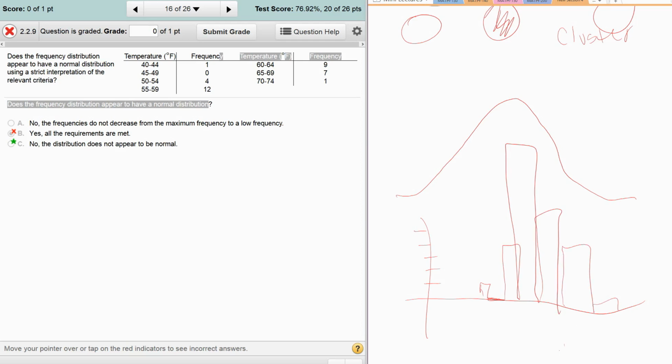And since it doesn't come down and we've got the 0 here, it kind of has this gap and it's not nice. And a normal histogram would have to start low, go up, and then come down in exactly the same way. So since especially we have this gap and it's not symmetric, meaning it's not the same on each side of the high point, then it's not normal.